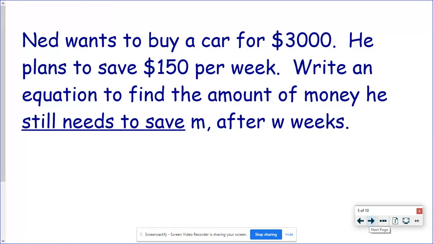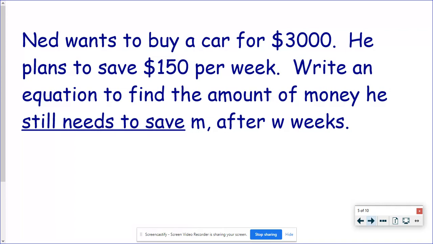So Jed was saving for a bike, but Ned wants to buy a car. And the car costs $3,000. He plans to save $150 every week. We want to write the equation to figure out how much money he still needs to save after a certain number of weeks. Now, this is written differently than all the other ones. We always were saying, how much does he start with? And then he's saving more money on top of that. This one, we're really looking at, he's got to get up to $3,000.